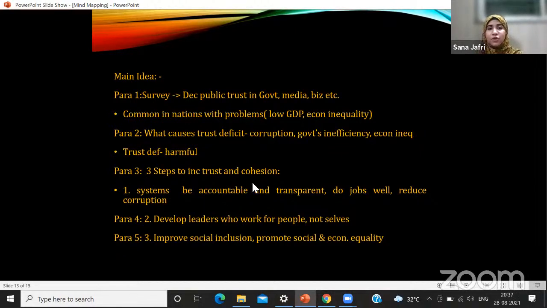ये देखिए, 3 steps to increase trust and cohesion. All these points in one place. This is what we have done. It was a lengthy enough passage. 500 words का passage था वो, but उसको हमने इतने brief में इतना compact कर दिया. This is the magic of mind mapping class.